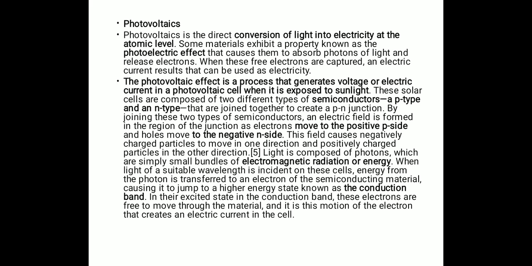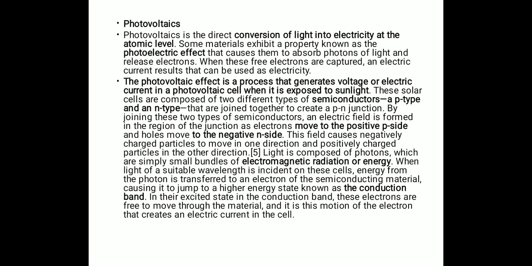Both when combined create a PN junction. And by joining these two types of semiconductors, an electric field is formed in the region of the junction as electrons move to the positive P side and holes move to the negative N side. This field causes negatively charged particles to move in one direction and positively charged particles in the other direction.